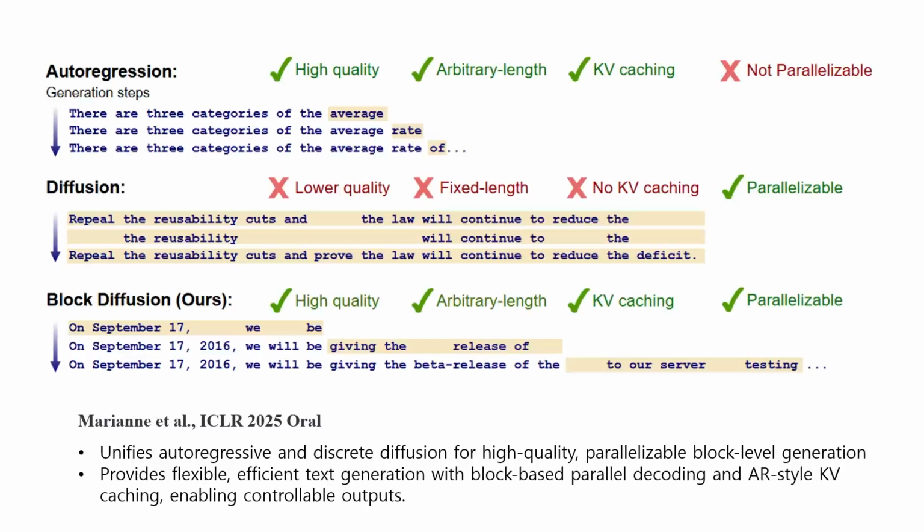Block diffusion proposes a new approach that divides text into multiple blocks and generates them in a hybrid manner. Traditional autoregressive models predict tokens one by one, achieving high quality but lacking parallel generation. On the other hand, diffusion-based models can generate multiple tokens in parallel, but often struggle with variable-length sequences and are more complex to train.